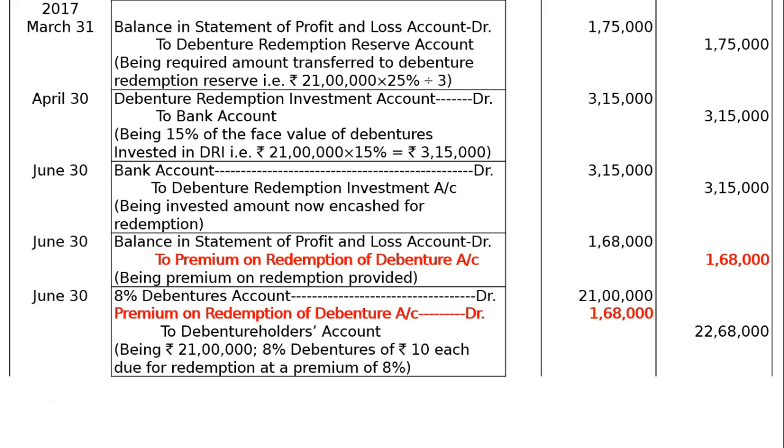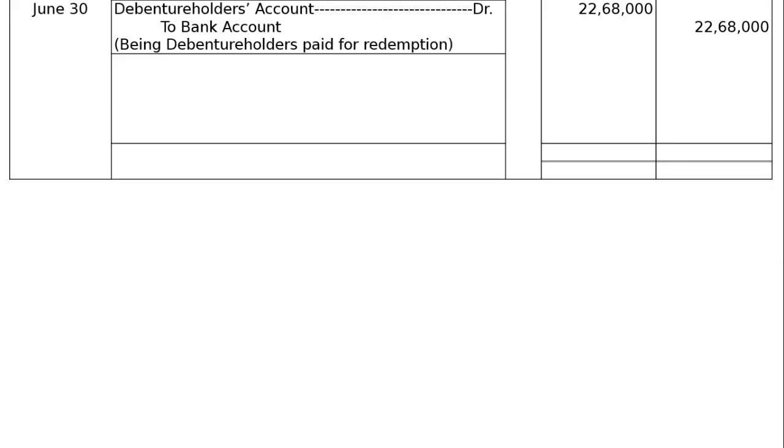Next one is due entry for redemption. This is 8% debentures account debited rupees 21 lakh, premium on redemption of debentures account debited rupees 1,68,000, to debenture holders account, that is rupees 22,68,000, being rupees 21 lakh, 8% debentures of rupees 100 each due for redemption at a premium of 8%. This is due entry for redemption of debentures after June 30. Debenture holders account debited to bank account, being debenture holders paid for redemption, that is 22,68,000 both in the debit and credit column.